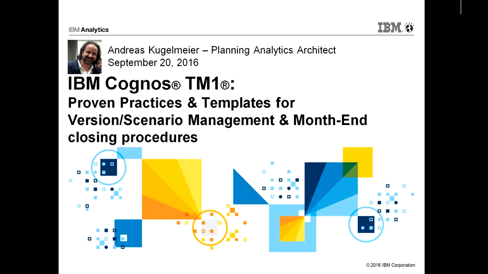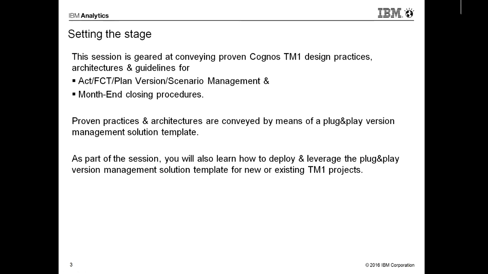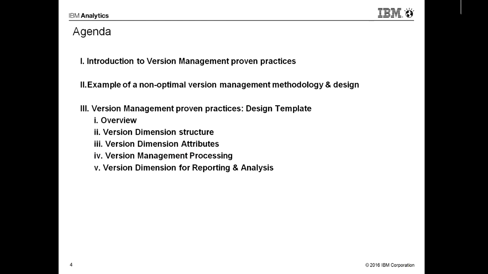We'll start with introducing or reintroducing version management proven practices. We'll then look at an example of a not so optimal version management methodology. And then we'll look at proven practices around version management and introduce a design template, a design example that you also may download. So Sophia can tell you where the download link is for that example. Give you an overview of that design example. We'll look at its version dimension structure, version dimension attributes, and version management processing.